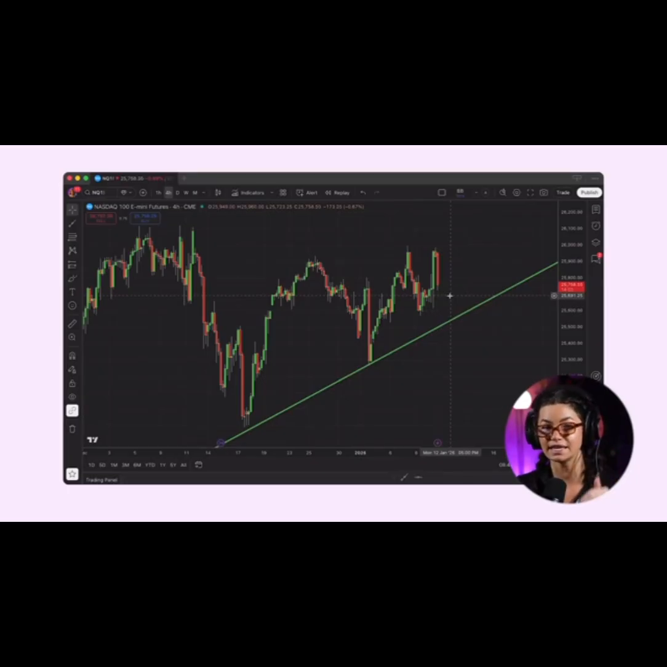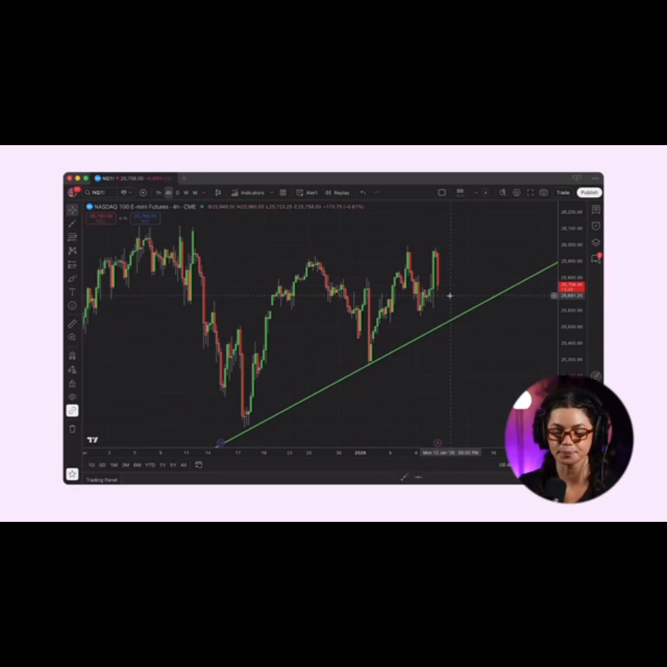When I mark up the ceilings and the floors, or the support and resistance, and wait for both of those things to be broken, so now not only am I waiting for the trend line to get broken, but I'm also waiting for support and resistance to be broken. If I wait for both of those things, it's double confirmation. Helps me feel much more confident about my position.